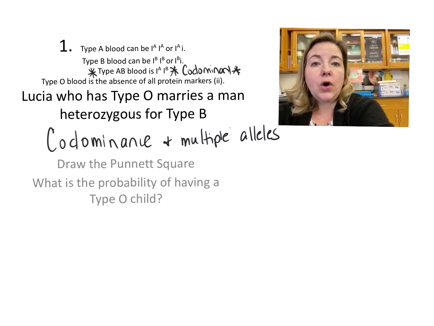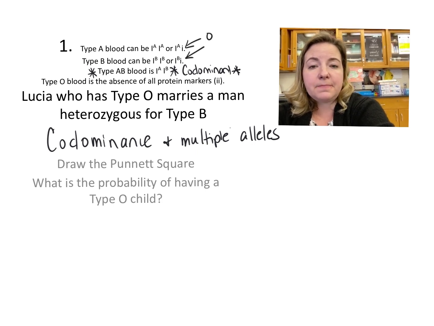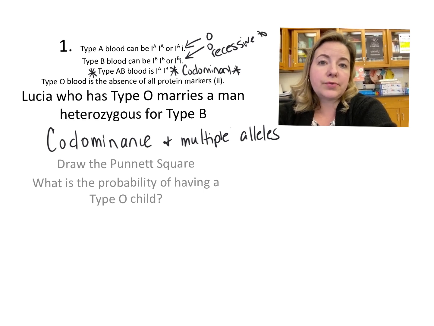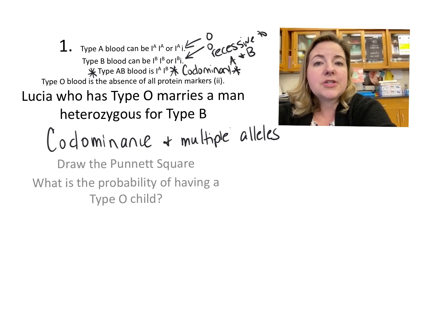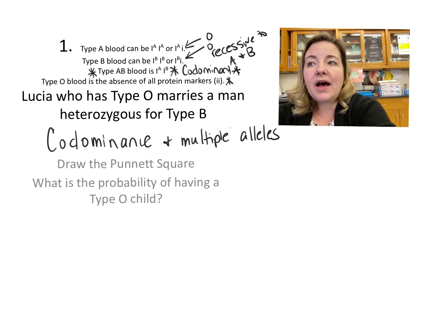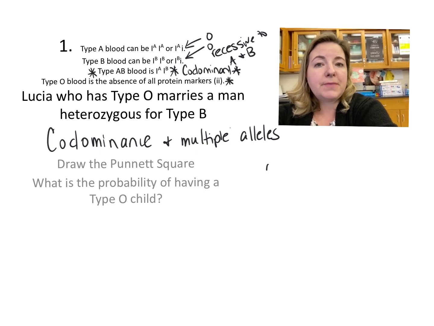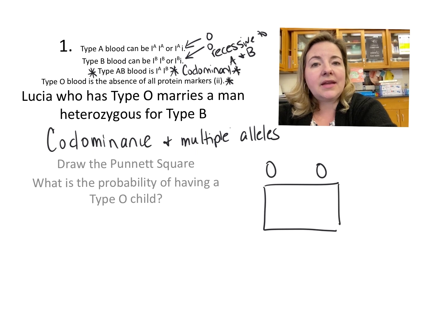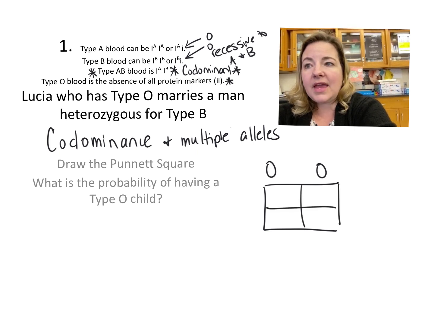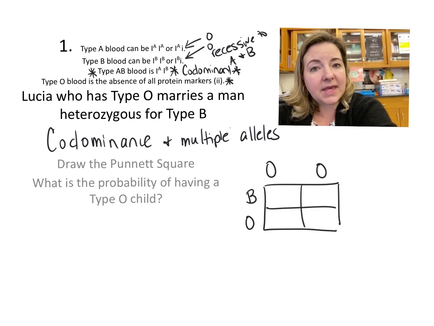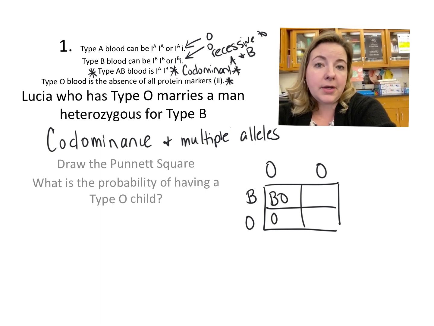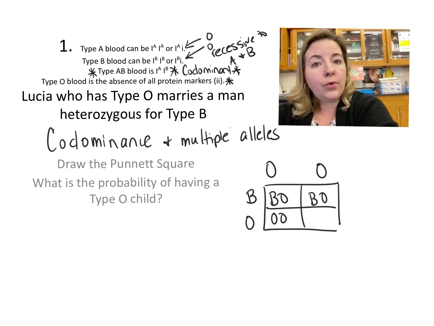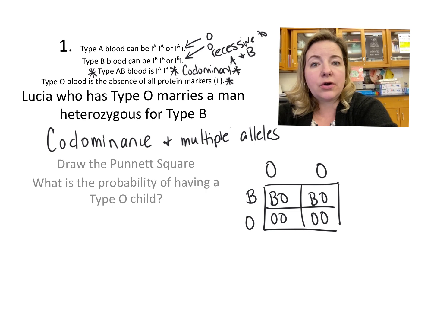When we have the O allele, O is recessive to both A and B, and the only way that you can get blood type O is to have two recessive alleles. So in this particular example, we have type O, which means that the genotype must have two O alleles, and they are mating with a heterozygous for type B. So that means that they have one B allele and one O allele. The B is dominant over the O.